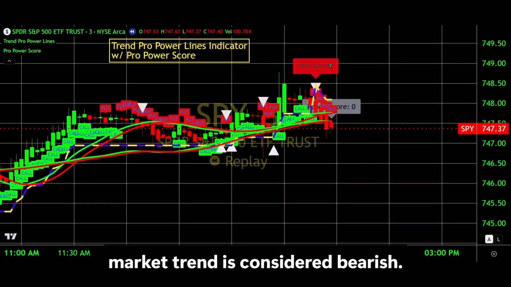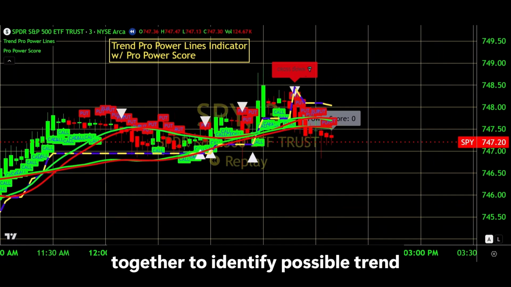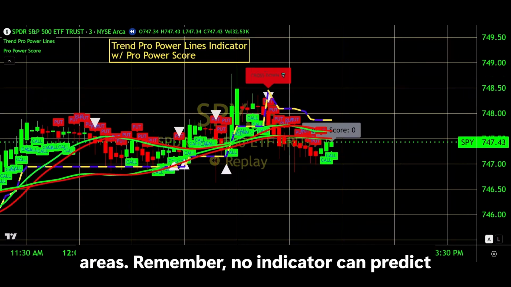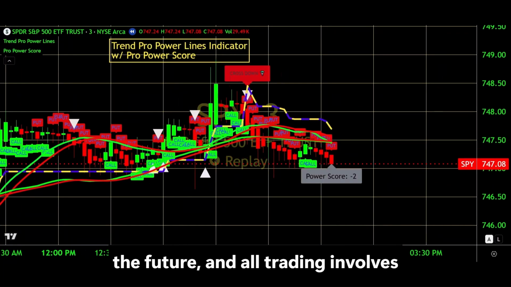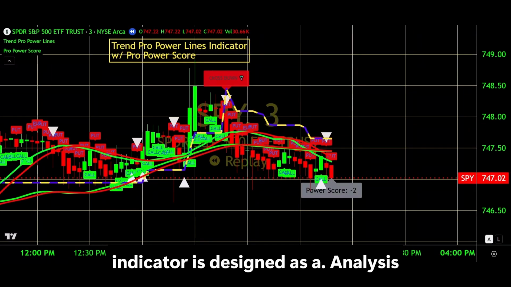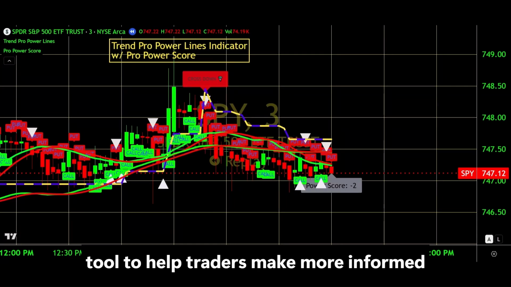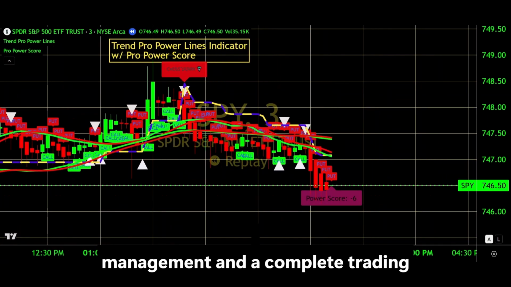Traders can combine these signals together to identify possible trend continuation, momentum changes, breakout opportunities, and potential reversal areas. Remember, no indicator can predict the future, and all trading involves risk. The Trend Pro Power Lines 1 indicator is designed as a technical analysis tool to help traders make more informed decisions when combined with proper risk management and a complete trading strategy.